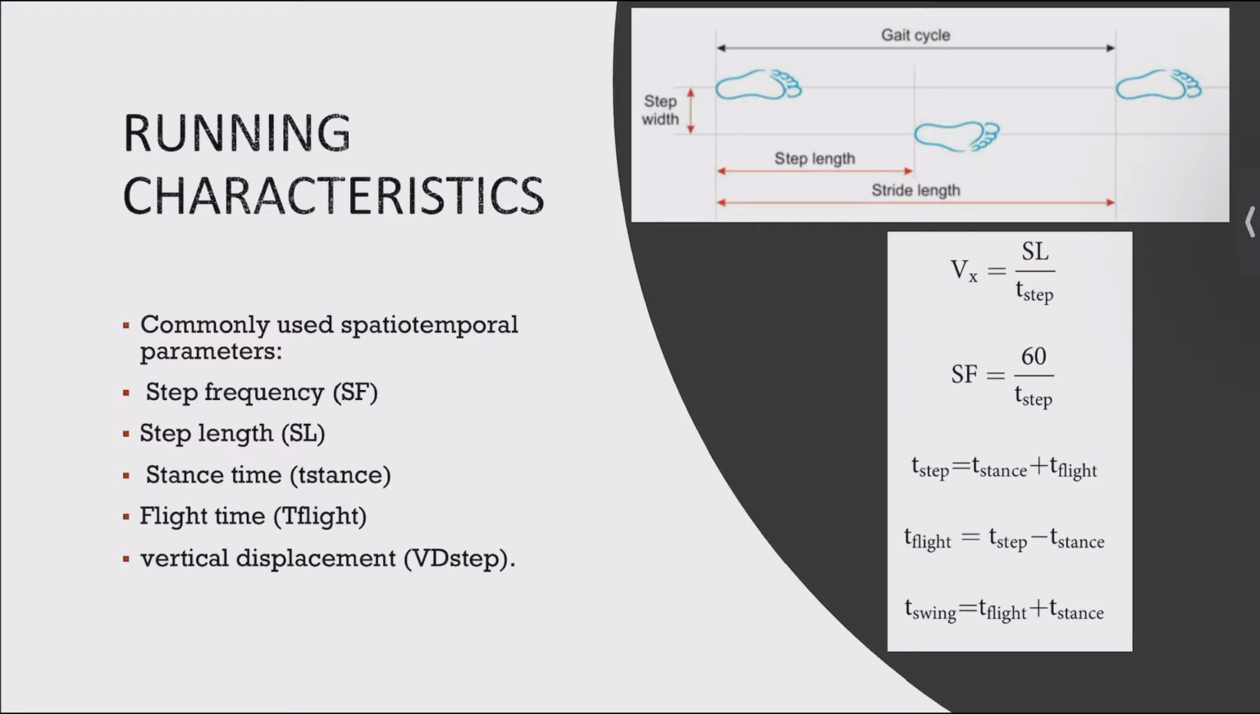First of all, we have to be familiar with the various terms used in running. First is the step frequency. Step frequency is the number of steps taken per minute. Then step length. Step length is the distance between our first and second step, like left and right step. Then stance time. Stance time is the time taken from the heel strike to the lift off. Then the flight time. Flight time is the time during which both of our feet are in the air, and vertical displacement is how much we vertically displace upwards while running.